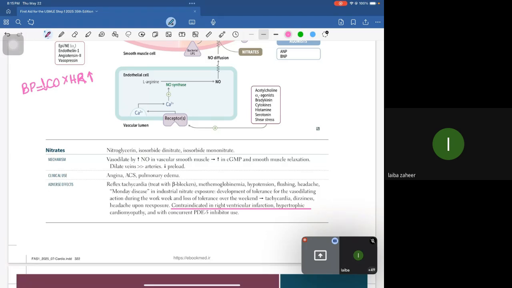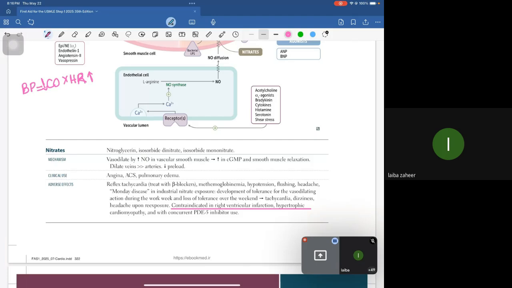So what happens when we give a patient a PDE5 inhibitor, that is sildenafil? Sildenafil is given for the treatment of erectile dysfunction. So if a patient has erectile dysfunction, we are going to give that patient sildenafil. Now the problem here is that sildenafil also works on the same receptors.